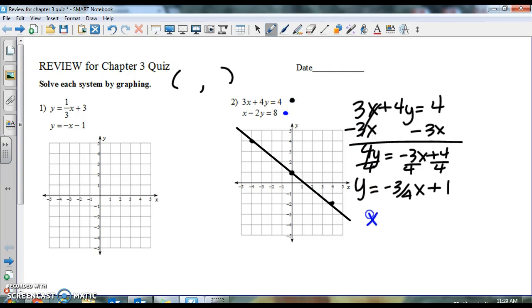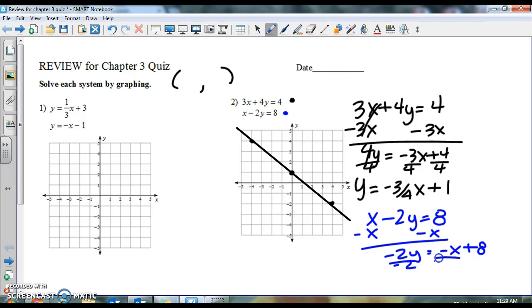So I'm going to put this one in slope-intercept form and graph, and we're going to see where they intersect. So I'm going to subtract x from both sides. I have negative 2y equals negative x plus 8. Divide everything by negative 2 and don't be selfish. Everything gets a negative 2. So you have y equals negative divided by negative is a positive 1/2 x. Positive 8 divided by negative 2 is a negative 4.